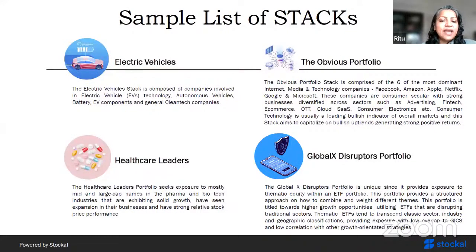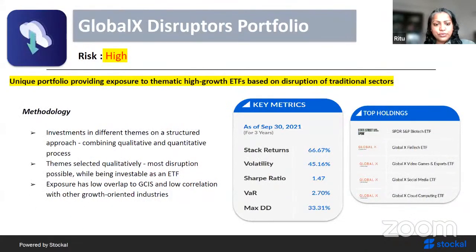The fourth option that we have is the global disruptor portfolio. The disruptor portfolio invests in those companies which are investing in AI and which are disrupting the normal day-to-day way of doing business. I'll just show you this. So they are looking at low correlation and growth-oriented companies.